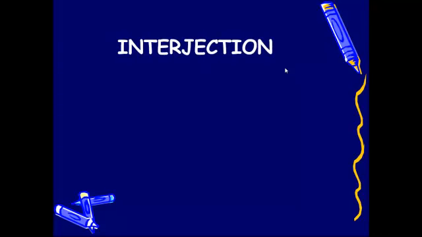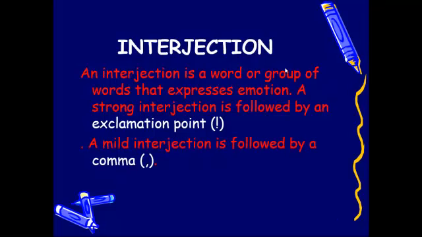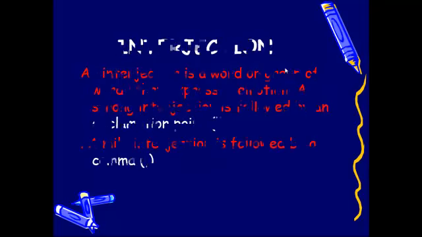Interjection, another important part of speech. An interjection is a word or group of words that expresses emotion. A strong interjection is followed by an exclamation point. A mild interjection is followed by a comma.